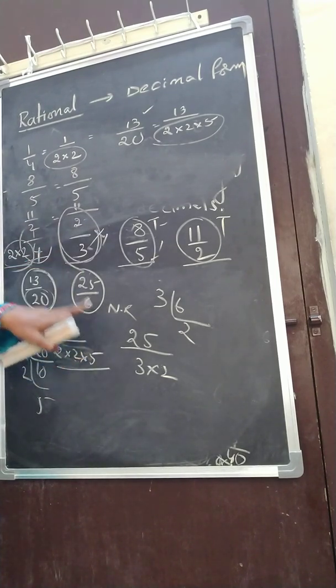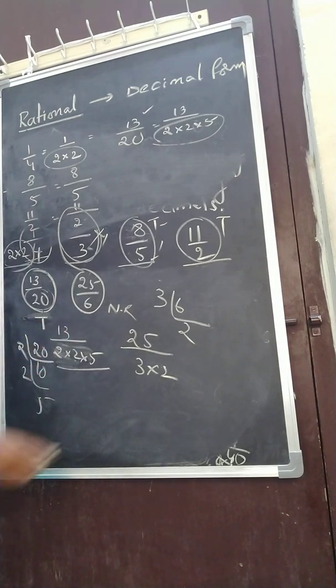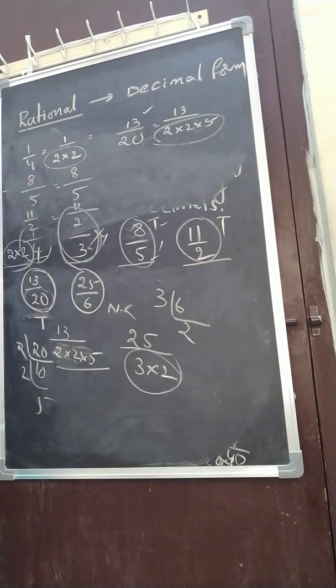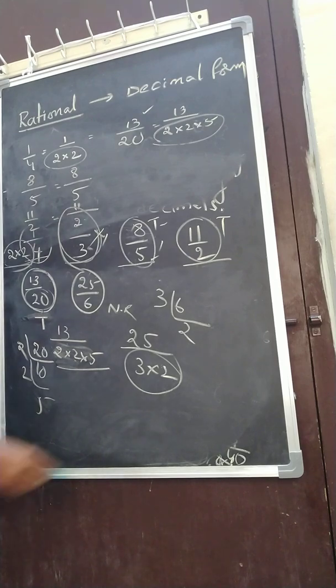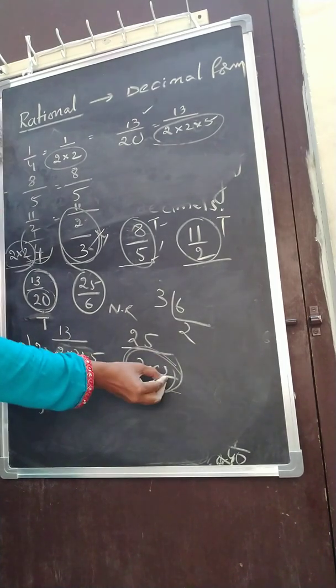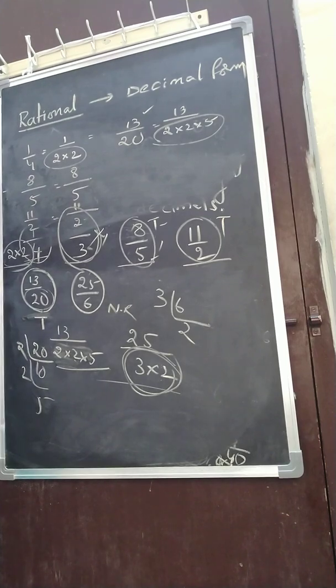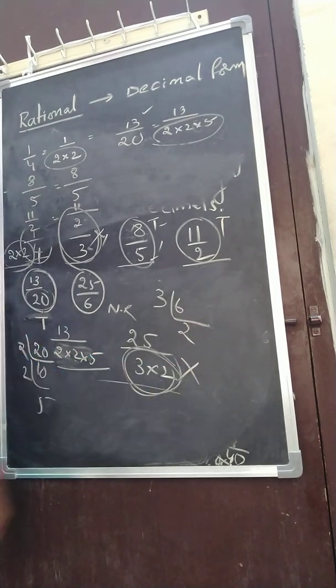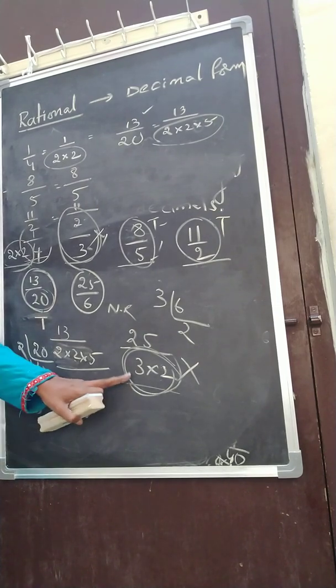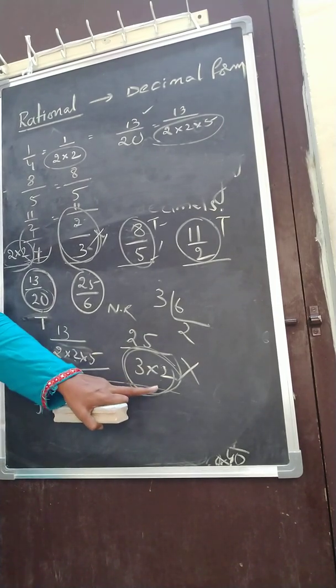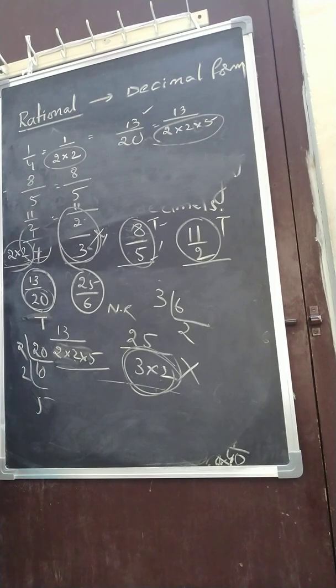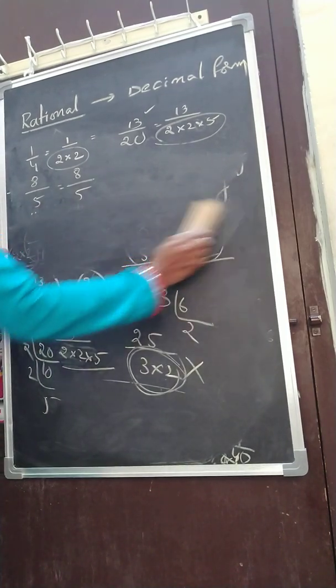And similarly, if you come to this one, 25 by 6. Here, 3 and 2 are the factors. The condition is what? It should be either only 2's or only 5's or 2's and 5's. But here, 2 is there of course, but 3 is also there. That's why it is not terminating. Then it is known as a non-terminating and recurring decimal. Okay, let us see some more examples.